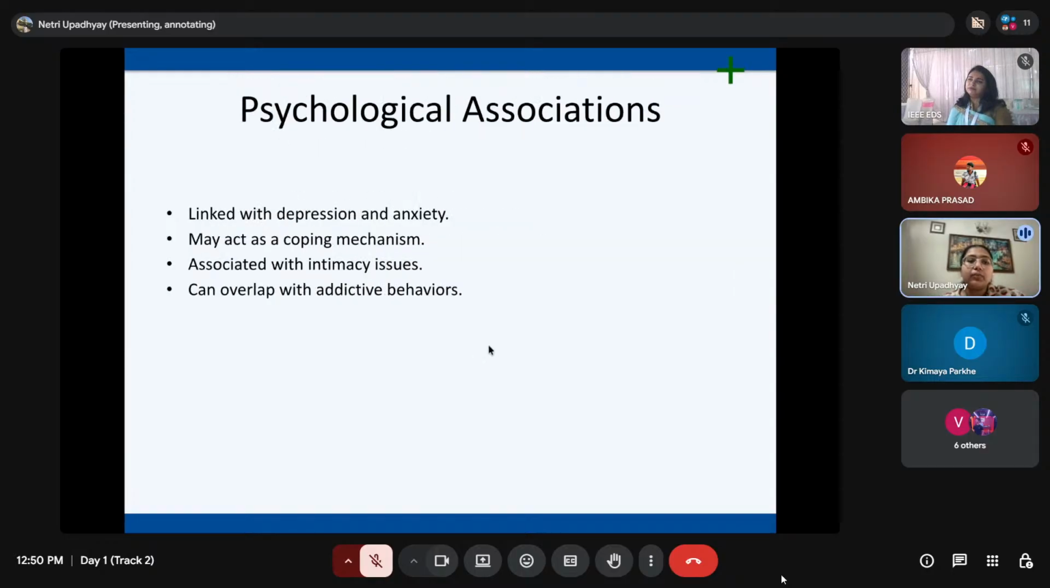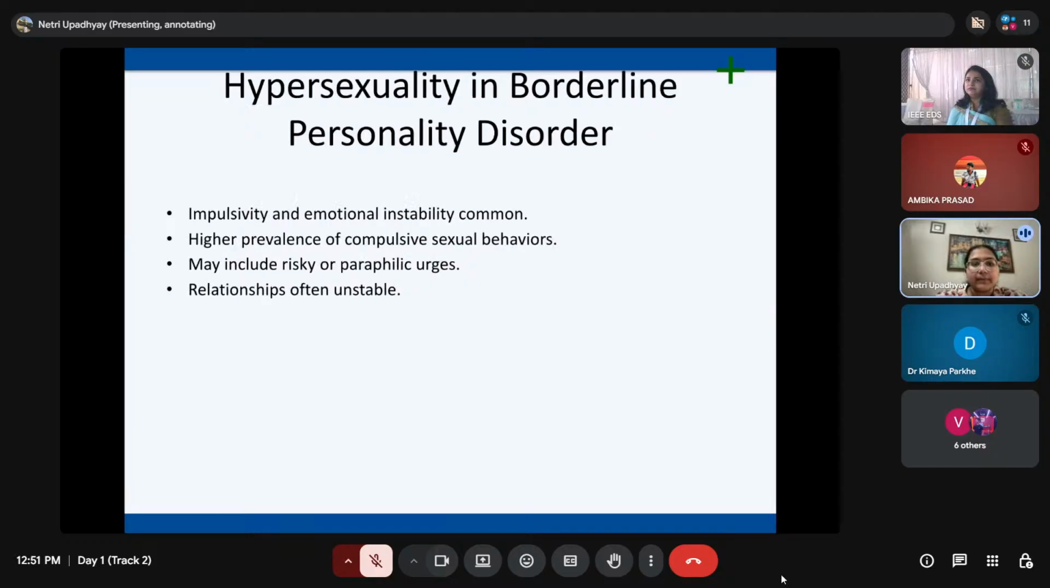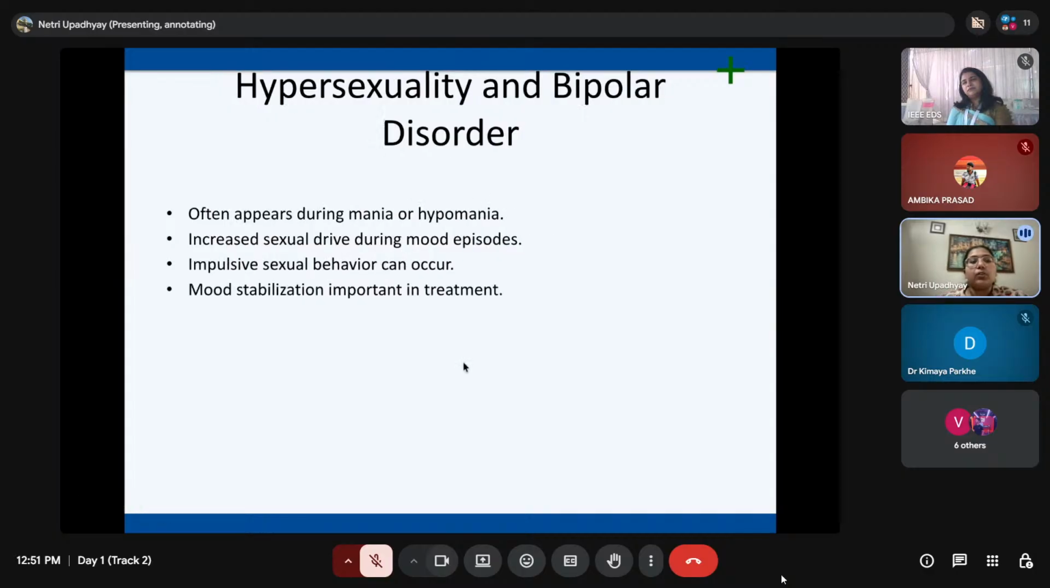This particular disorder may also be linked with depression and anxiety, may act as a coping mechanism, may also be associated with intimacy issues, and can overlap with addictive behaviors. Specifically, when we talk about BPD or borderline personality disorder, impulsivity and emotional instability are very common. A higher prevalence of compulsive sexual behaviors can be seen. It may include risky or paraphilic urges, and relationships can often seem unstable. It may also often appear during mania or hypomania. There may be an increased sexual drive during mood episodes. There may be impulsive sexual behavior, and mood stabilization proves to be crucial.